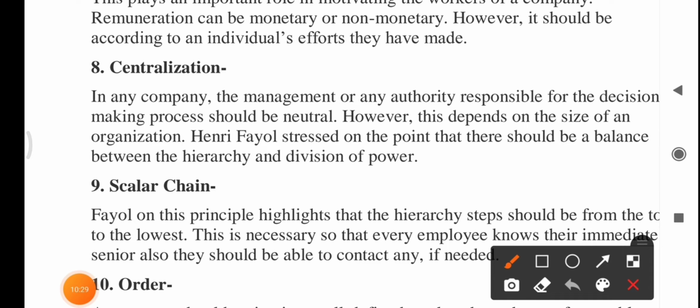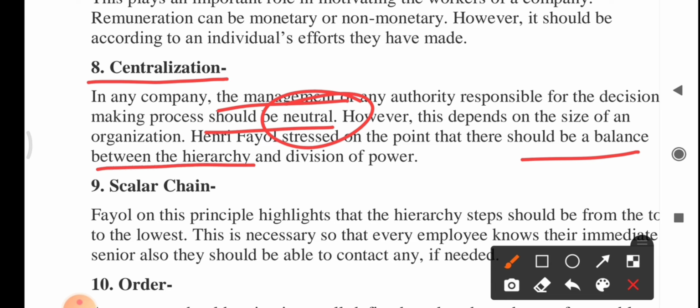The next one is about centralization. Any company's management, or any authority responsible for the decision-making process, should be neutral. However, this depends on the size of an organization. Henri Fayol stressed that there should be a balance between the hierarchy and division of power. The management should not favor any particular person or group in the organization, as this may create disharmony among the employees.